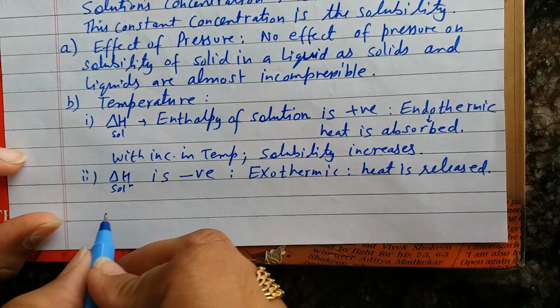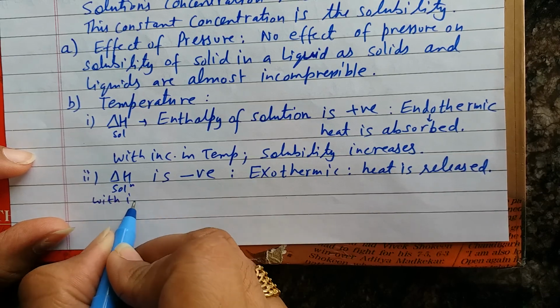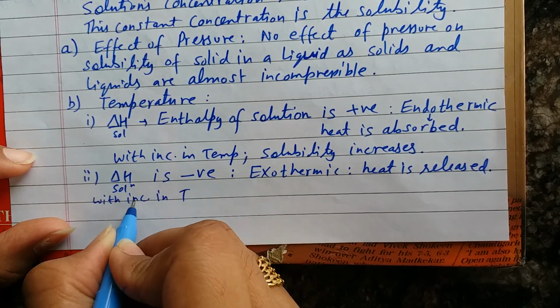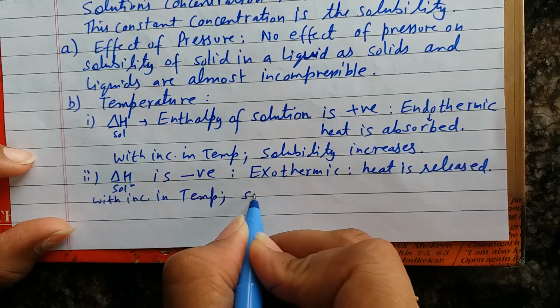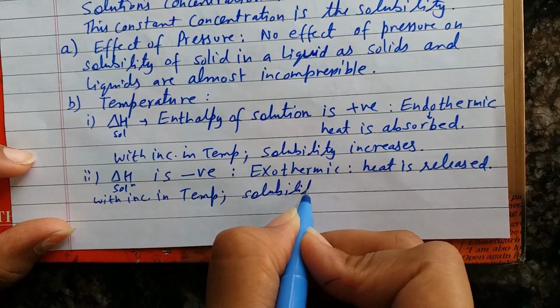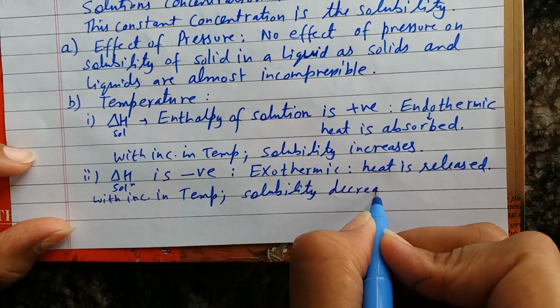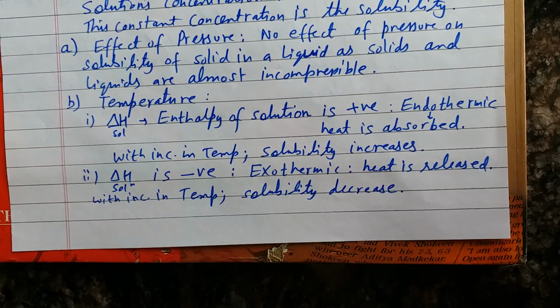So if this is the case, with increase in temperature, what do you think will happen? With increase in temperature, solubility decreases. You just can't give an answer without knowing if the enthalpy of solution is endothermic or exothermic. Depending on the case, solubility may increase or it may decrease. So remember, endothermic processes are always favored at a high temperature and exothermic processes are favored at a low temperature. This is as per Le Chatelier's principle.